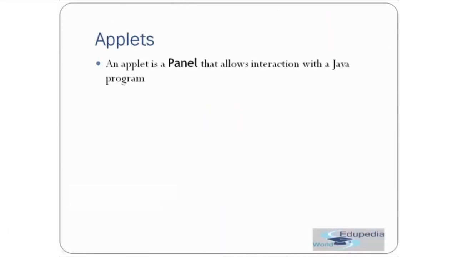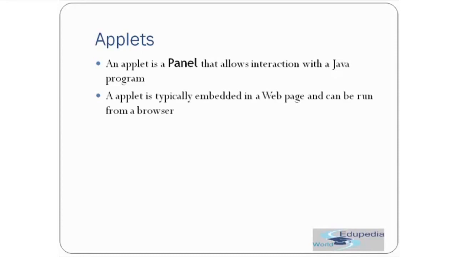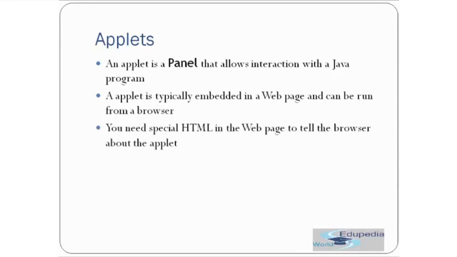So let's begin. Applets. An applet is a panel that allows interaction with a Java program. When I say panel, you can consider it as a small window. An applet is typically embedded in a web page and can be run from a browser. You need special HTML in the web page to tell the browser about the applet.